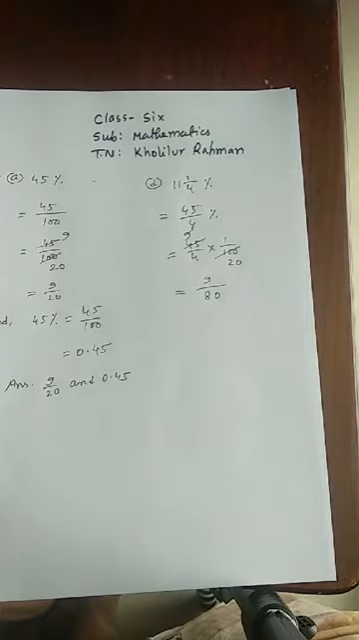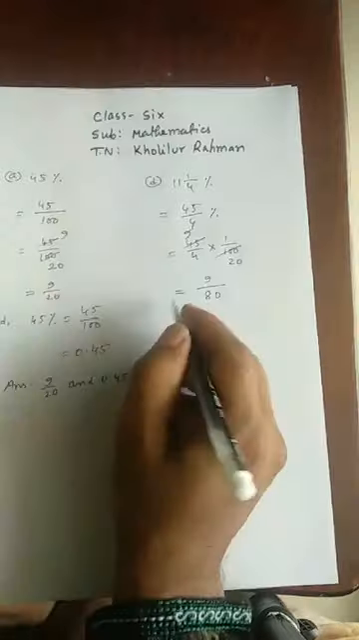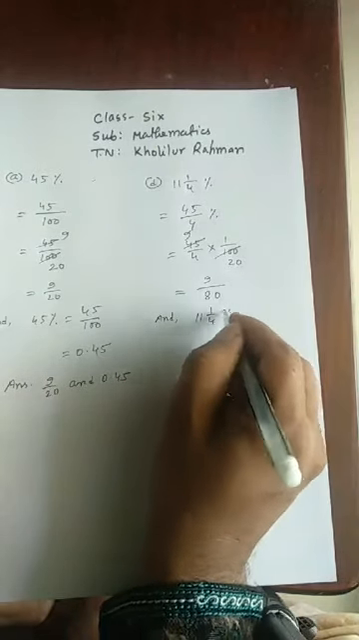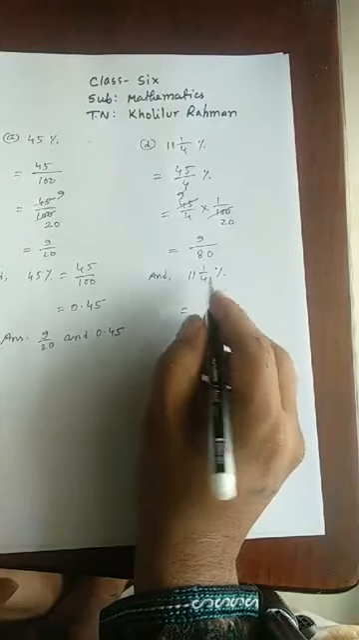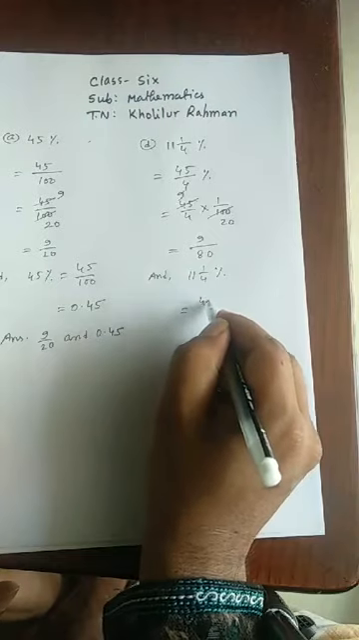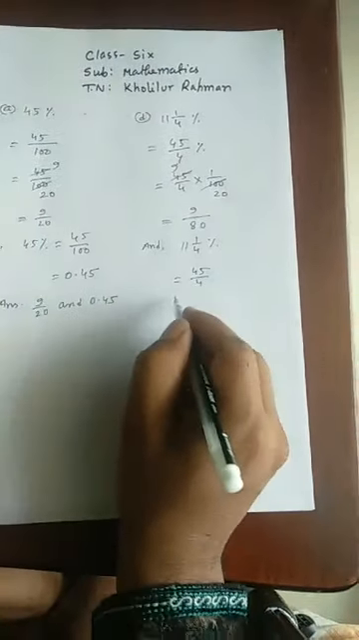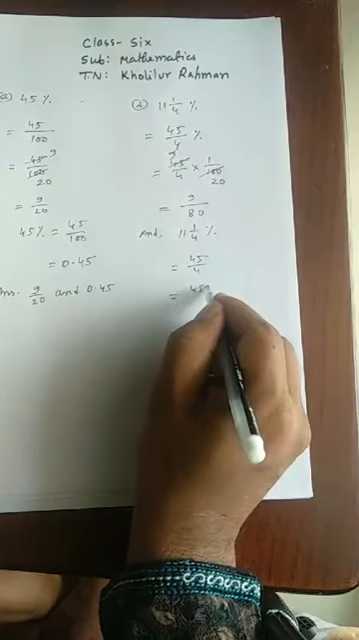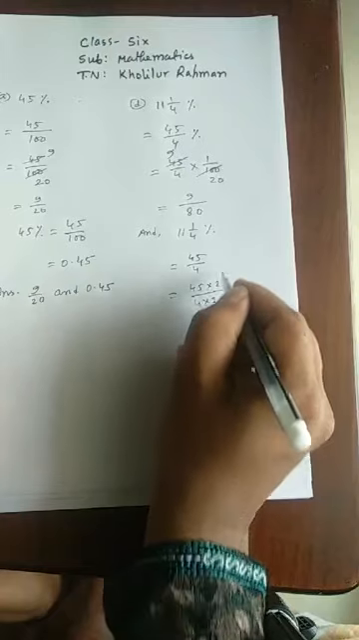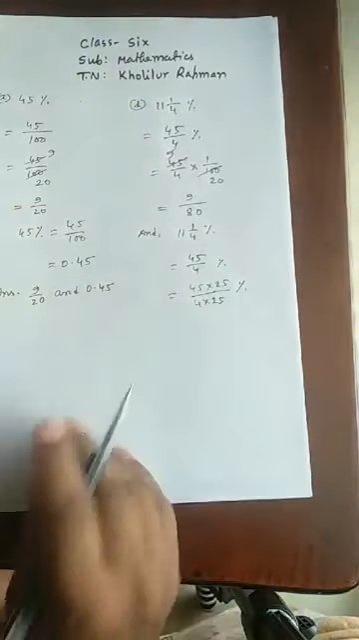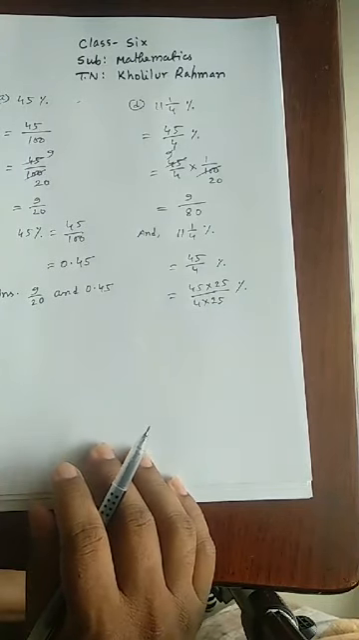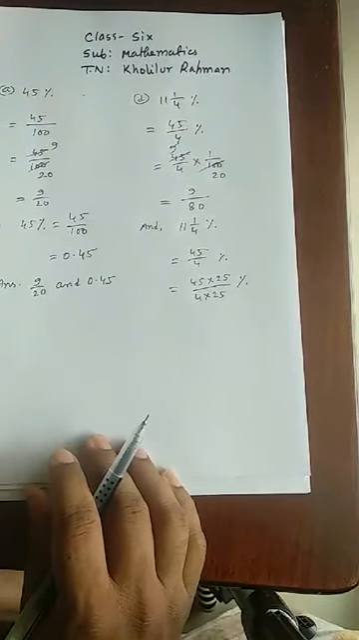9/80. And also convert it into decimal. 11 whole 1/4 percentage, so 11 4s are 44, 45 by 4. 4 into 25 is 100. If I convert it into 25, then it will be easy to convert into decimal. Otherwise you can solve it directly using your calculator. If a calculator is not available, then you have to multiply it.